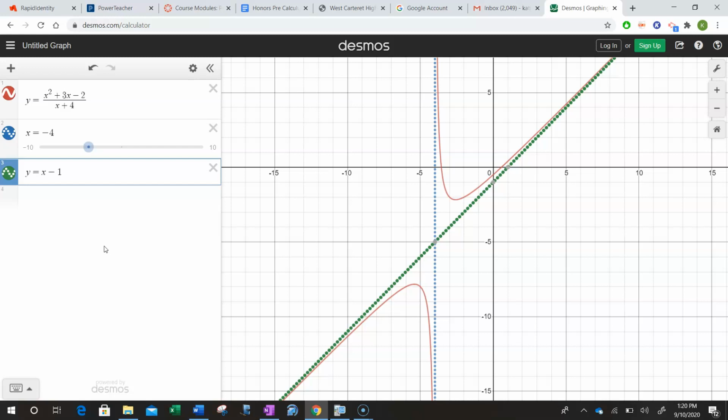Most of the time, guys, I'm not going to give you one to necessarily graph like this. It'd probably be more of a question like, what is the slant asymptote? And you just have to know how to find it.